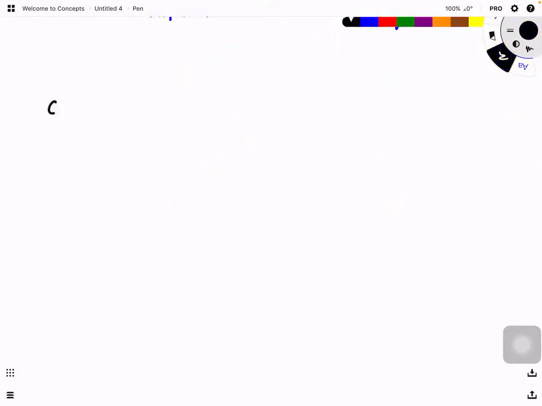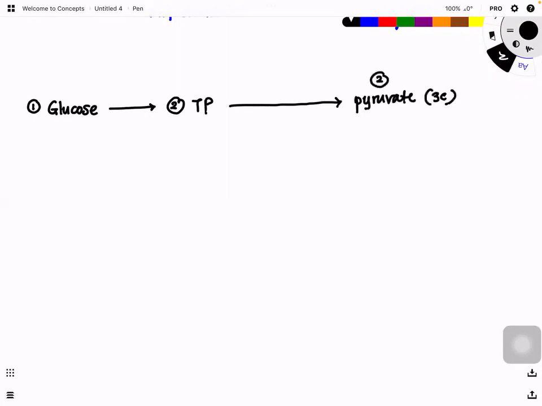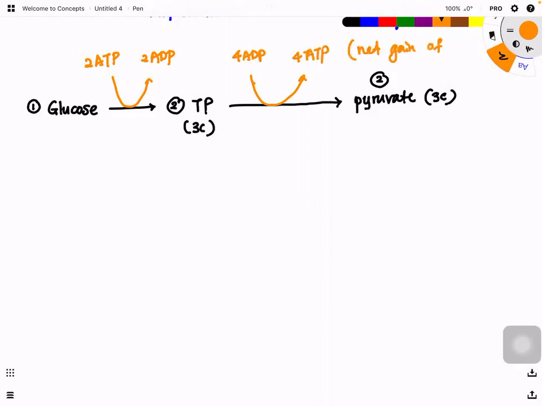So in glycolysis, we know that one molecule of glucose gives 2 molecules of triose phosphate. This triose phosphate will be oxidized to pyruvate, two molecules, three carbon. One of the important steps here: we spend two ATP in the energy investment phase, and we collect back 4 ATP. So overall we have a net gain of 2 ATP per glucose molecule.